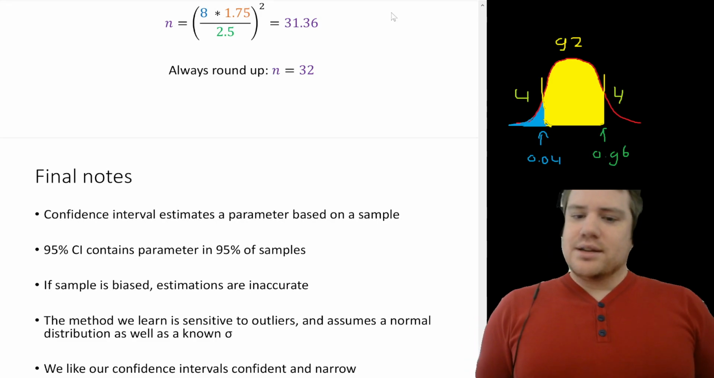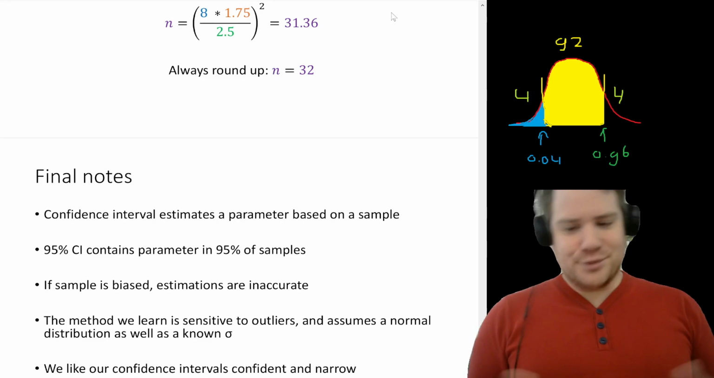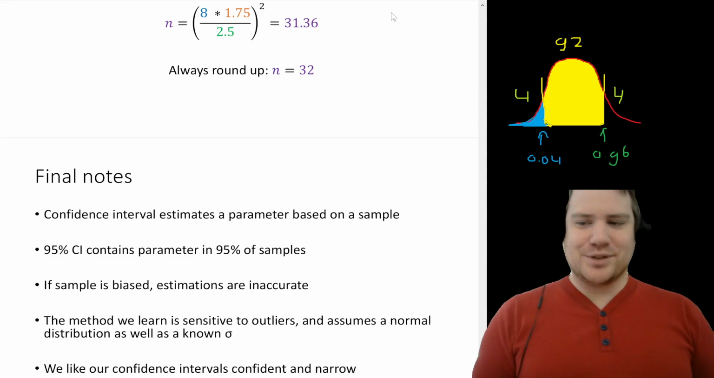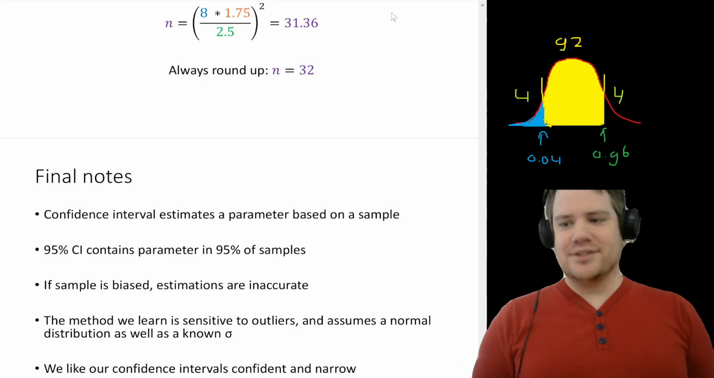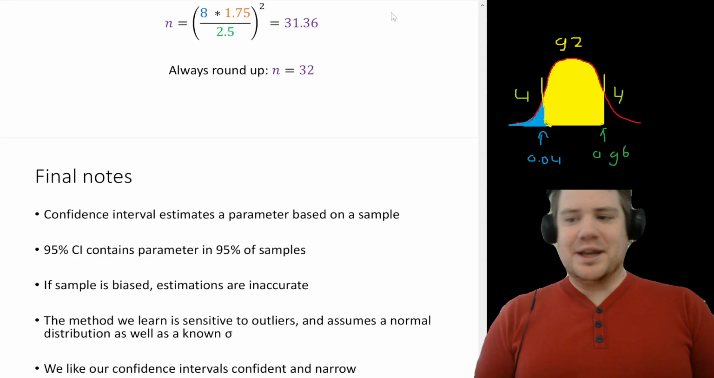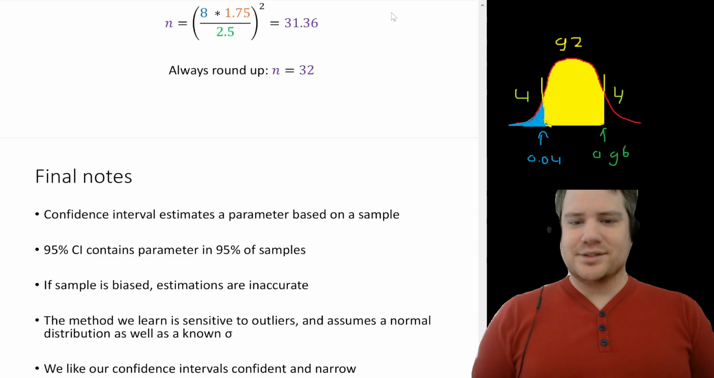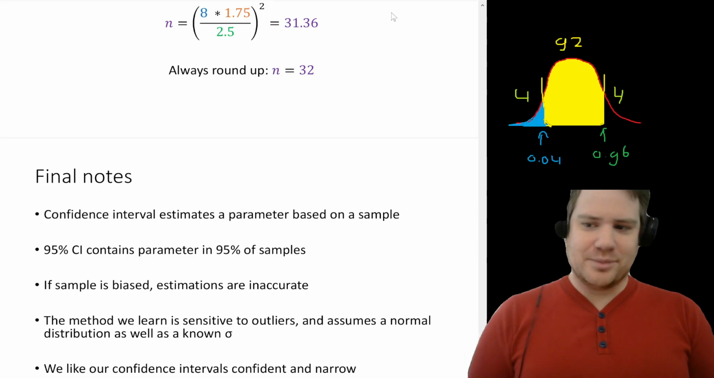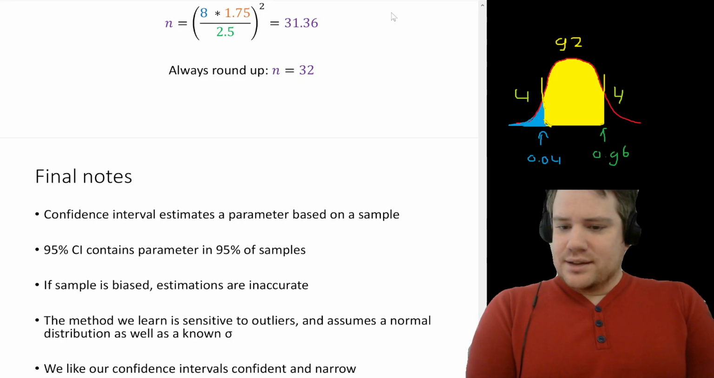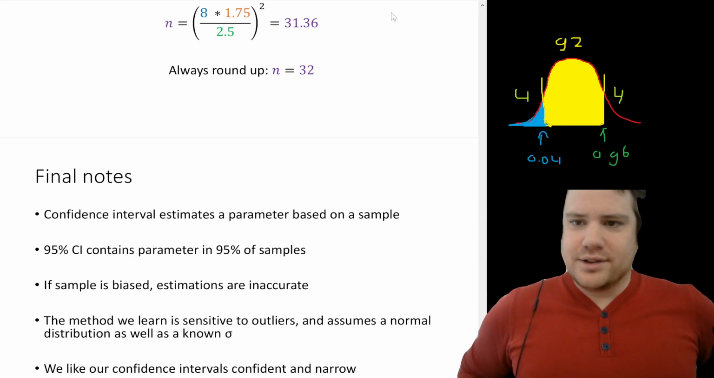And finally, we like our confidence intervals confident and narrow. Now, unfortunately, the more confident we want to be, the less narrowness we have. So that's why we generally strike a balance, usually at 95%, but it could be a little bit different depending on the circumstances. The only way to get it both confident and narrow is with a high sample size, but keep in mind that that isn't always something you can do in practice. And that is everything you need to know on confidence intervals.